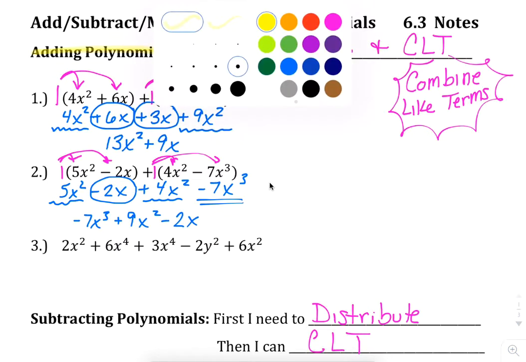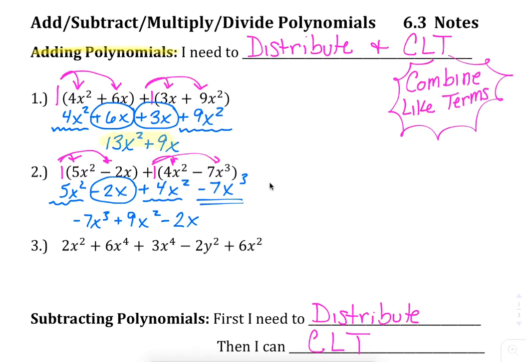So far we have 2 problems with answers. This was our first answer. This is our second answer. All right, problem 3 doesn't have any parentheses, so there's nothing to distribute. We're only going to combine like terms.